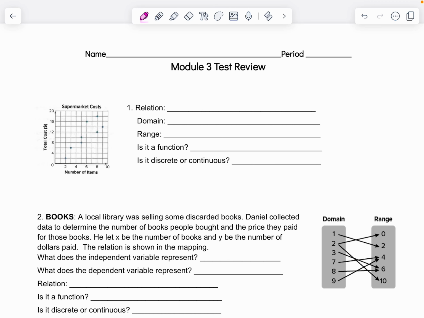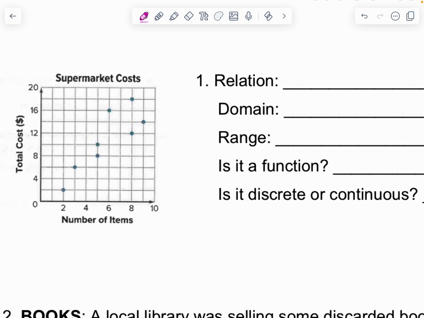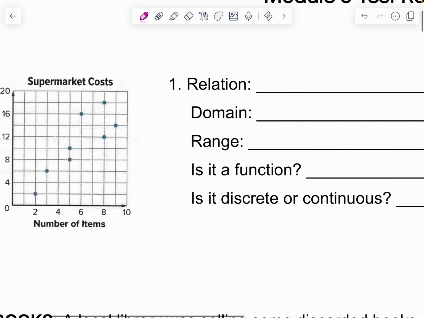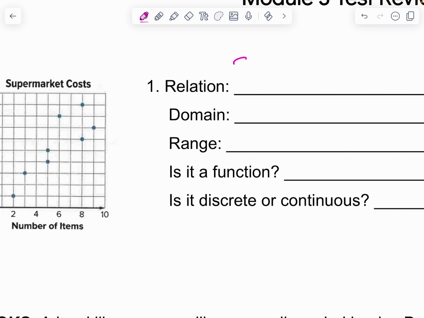So we are doing the Module 3 test review. First you're given a graph, and we need to figure out what the relation is. Remember, the relation is the set of ordered pairs. So I'm going to make a set.